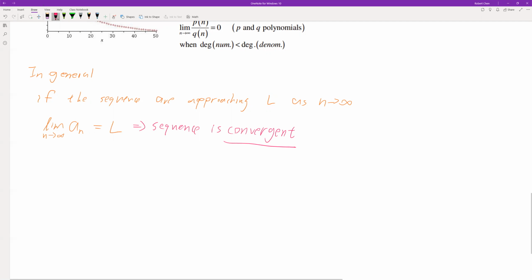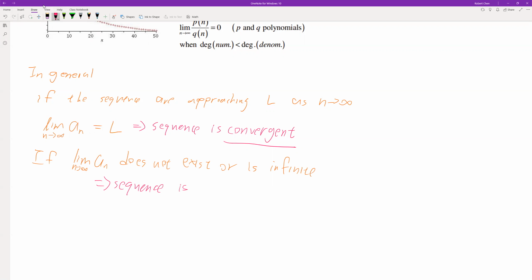Now, on the other hand, if the limit as n approaches infinity of a_n does not exist, or if it is infinite, we say that the sequence is divergent. Okay, and let's look at some examples here.